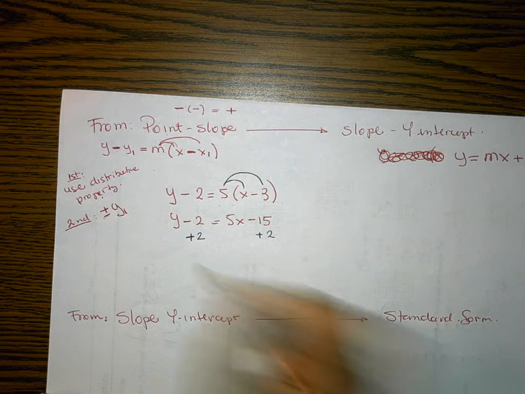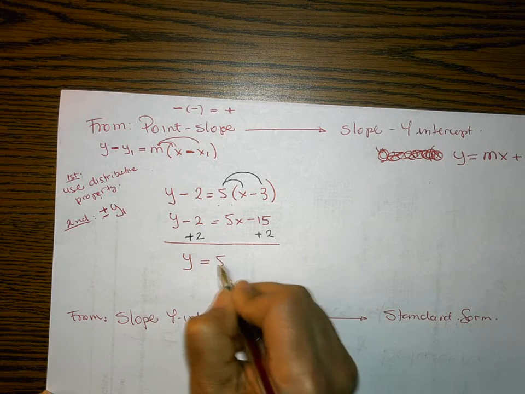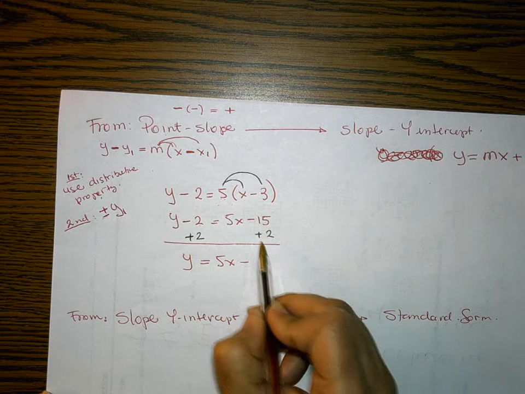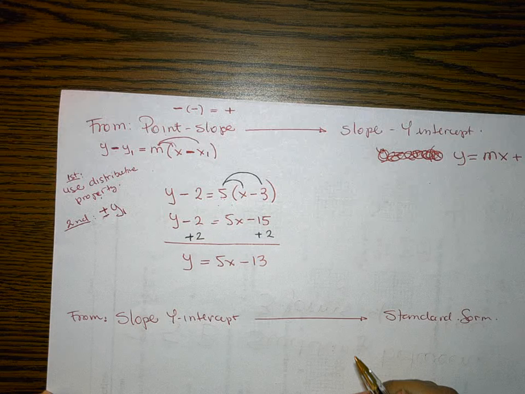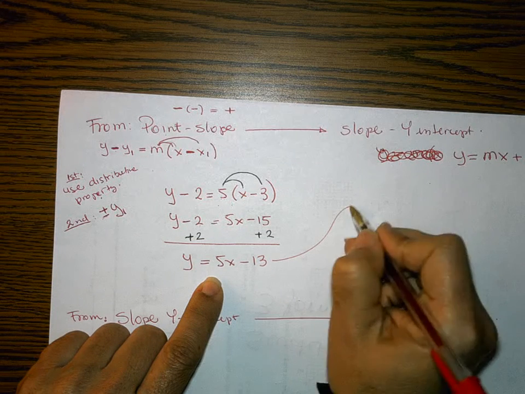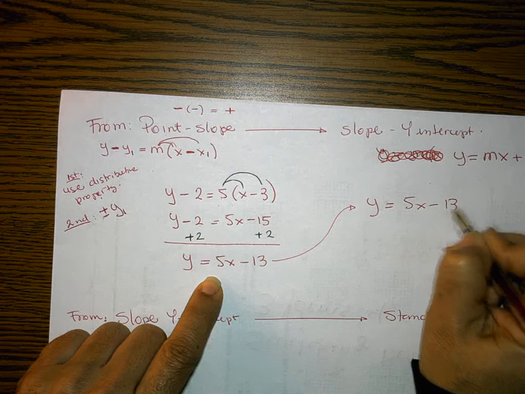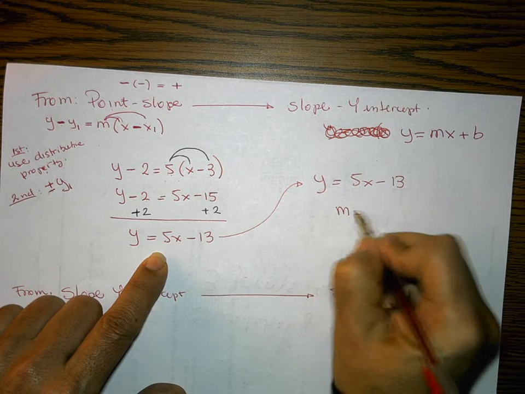And then we get our y by itself equals 5x. I have a negative 15, but then I just added a positive 2. So I end up with a negative 13. So now I can go ahead and rewrite it right here. y equals 5x minus 13. And then easily you'll be able to identify what is your slope and what is your y-intercept.